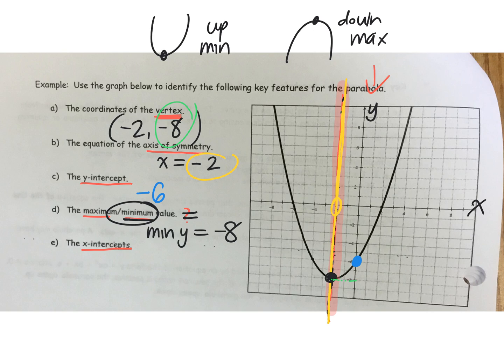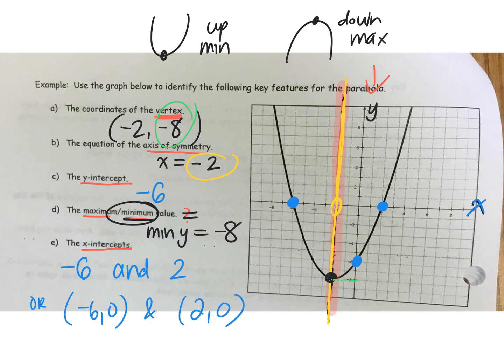X-intercepts are the points where the parabola hits the x-axis. This is my x-axis. The parabola hits it here and here. It's going to have two intercepts in this case, right? Because it's symmetrical. So what are the two x-intercepts? What is this one? -6 is this one. So you can write it two ways. You can write -6 and what's this one? 2. Or you can write it as a coordinate, (-6, 0) and (2, 0). I'll accept either of those answers. If you just put -6, 2, that is incorrect, because you're telling me it's at (-6, 2), which is here. That's a coordinate. That's not an x-intercept, okay? So please make sure you write it in the proper format.